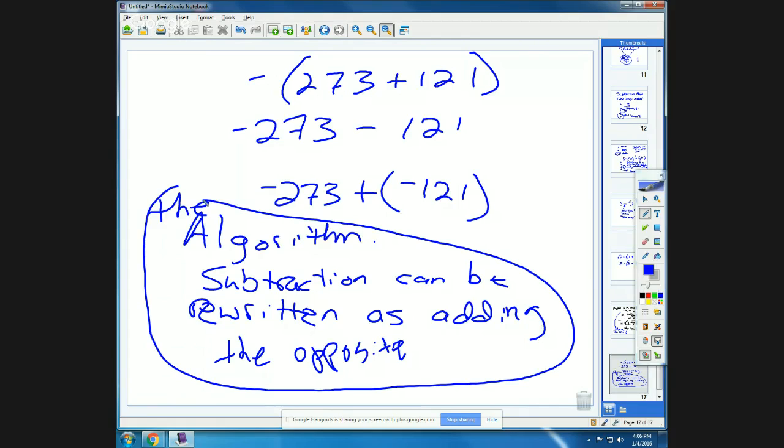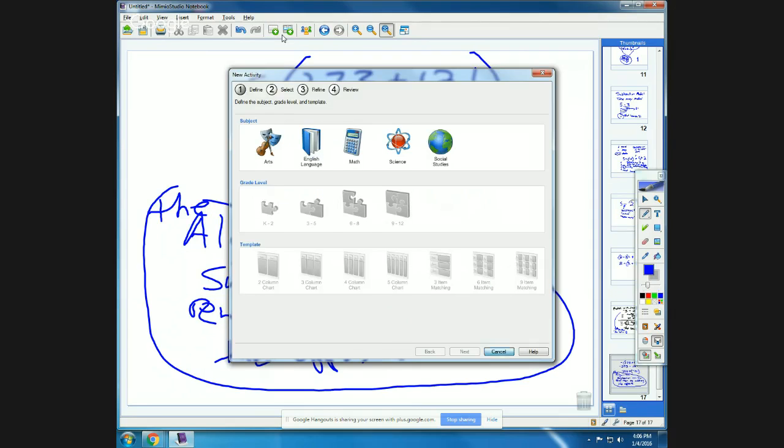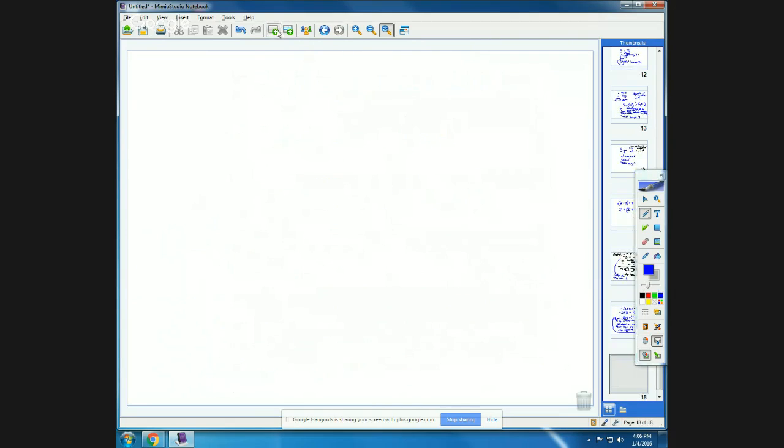So let's explore, is this the algorithm? I'm just going to write another problem. How about 5 minus 3? So rewrite that as 5 plus the opposite of 3. Is that how you all would do that? No, you just do 5 minus 3, right? Okay.